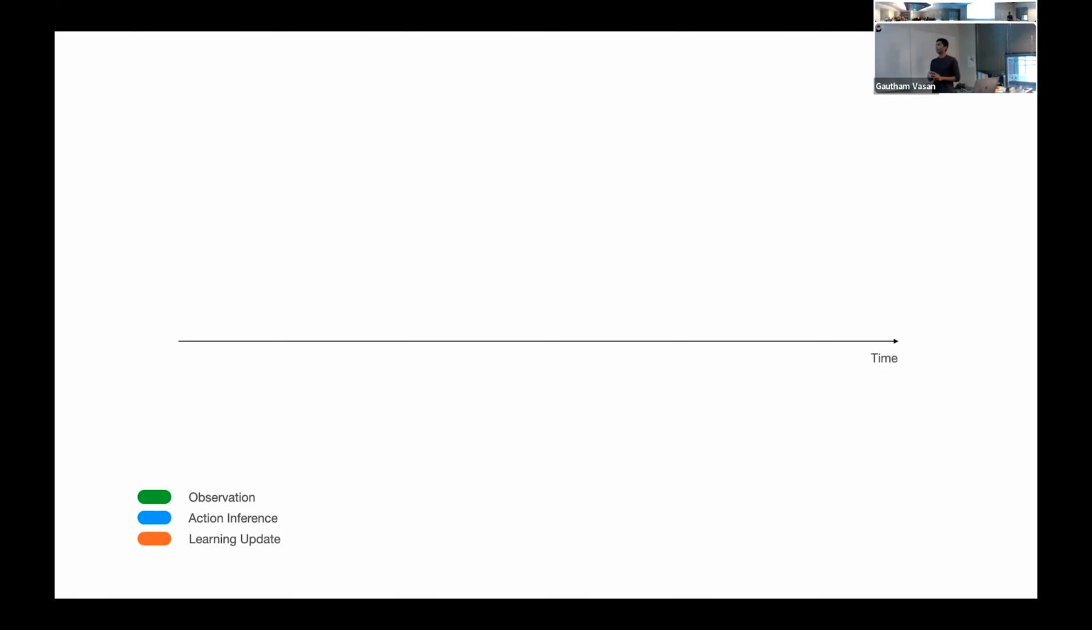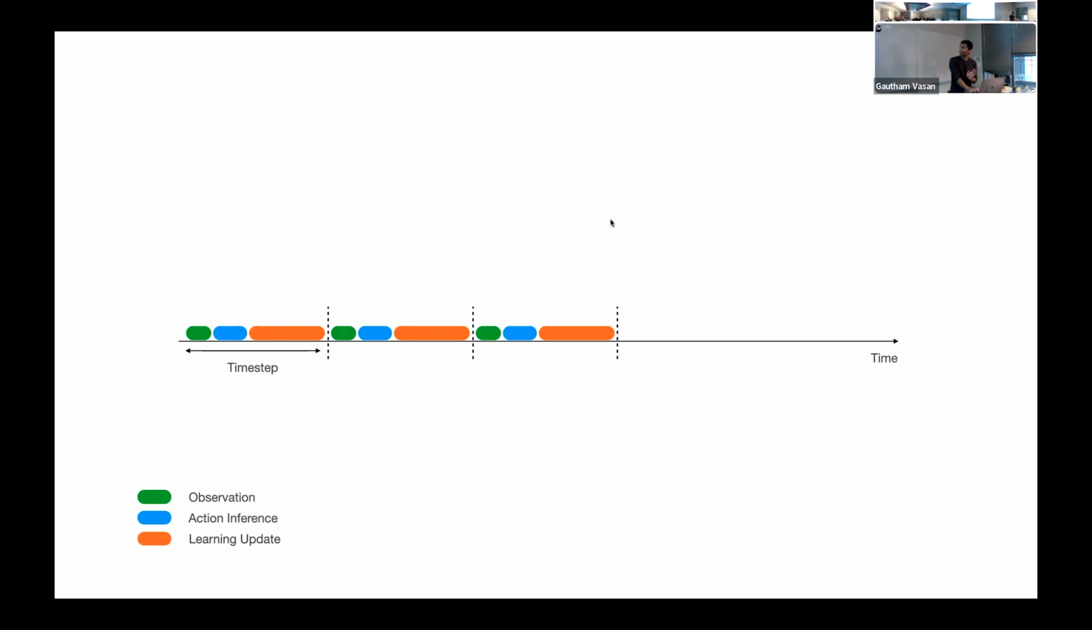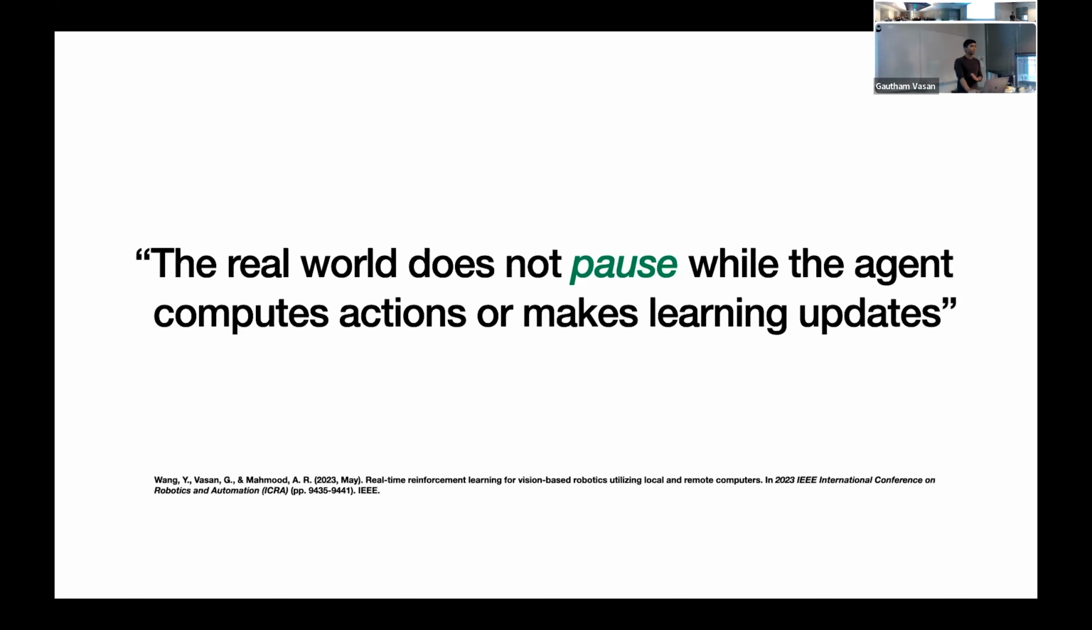So I'm going to take a step back and think about how we do learning in simulation. So in simulation, you get the observation, you compute an action, you make a learning update, and at this point, your time step is done. Right, so this is a common way of doing reinforcement learning in simulation. And this can keep going on, so on and so forth. And at any point here, you can pause, go out, have a cup of tea, and come back. And even if you resume the experiment from there, you'll still get a reproducible result, right? But that is not really true with the real world anymore. So the real world does not pause while the agent computes actions or makes learning updates.